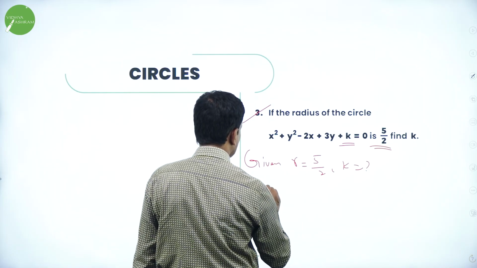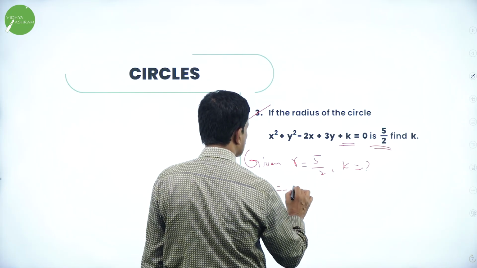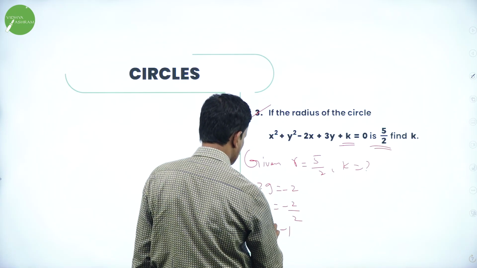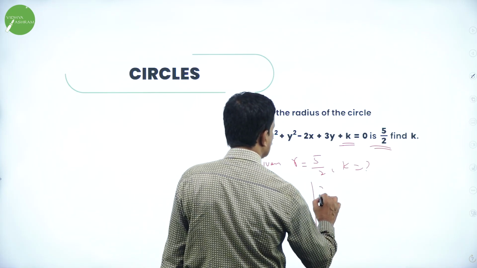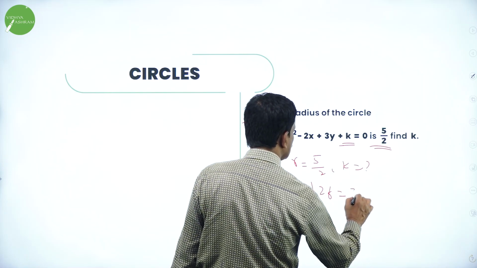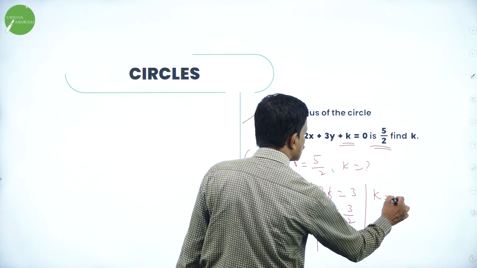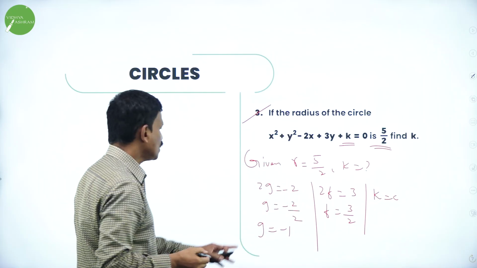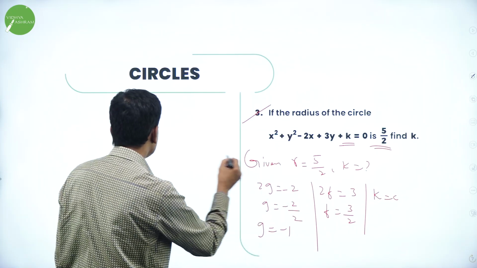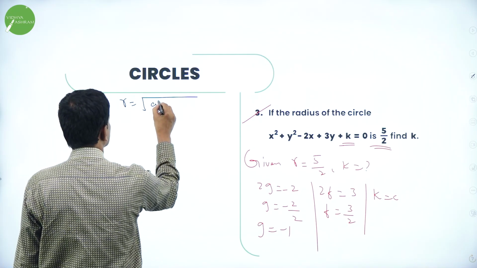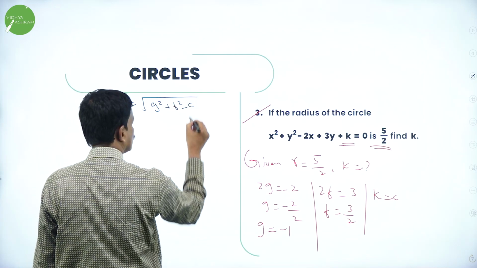So just comparing with the standard equation, 2g is equal to minus 2, g is equal to minus 2 by 2 is minus 1, g is equal to minus 1, 2f is equal to 3 and f is equal to 3 by 2, and k is nothing but c, c is equal to k. Now just what is given already, radius is given, radius r is equal to, what is the formula for radius of the circle? Root of g square plus f square minus c.